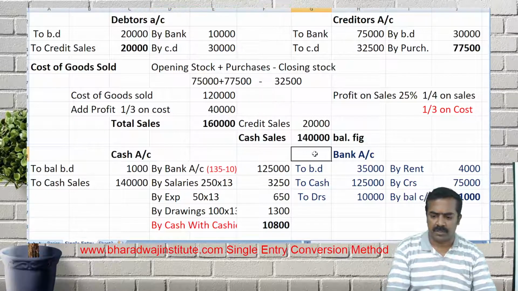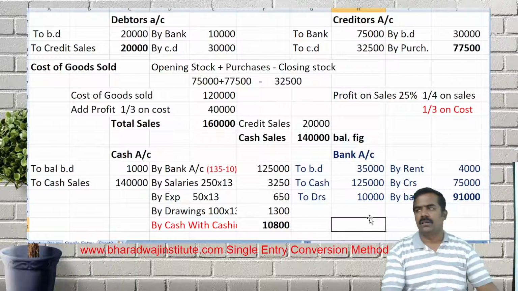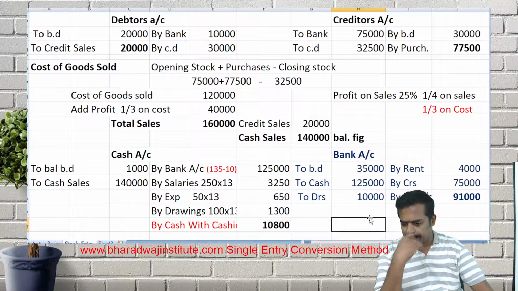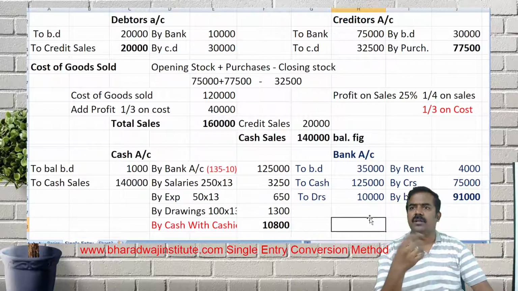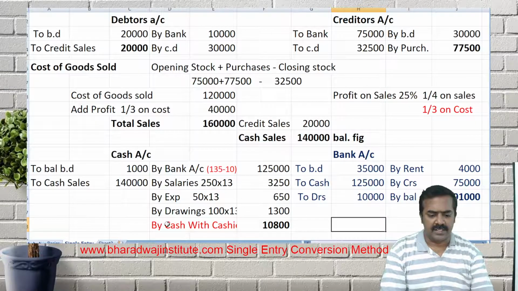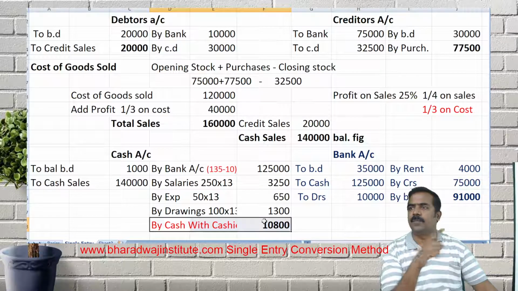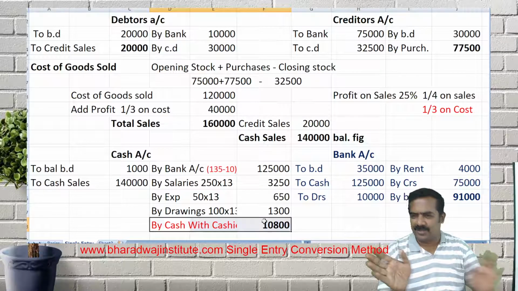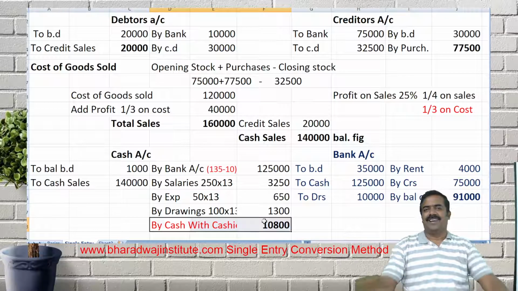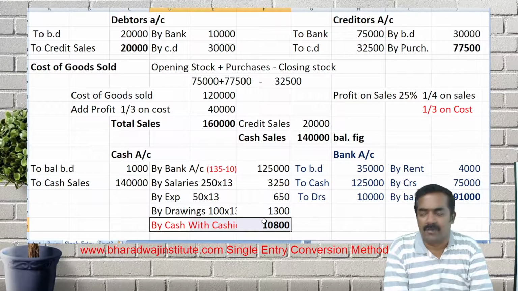Then we prepare which account? Bank account to find out the closing balance. Now you can do the trading and P&L account. As I told you earlier, you can assume that it is cash lost, nothing wrong in it, and it will come in the P&L account. But just to maintain uniformity in class, I maintain it as cash recoverable from the cashier.